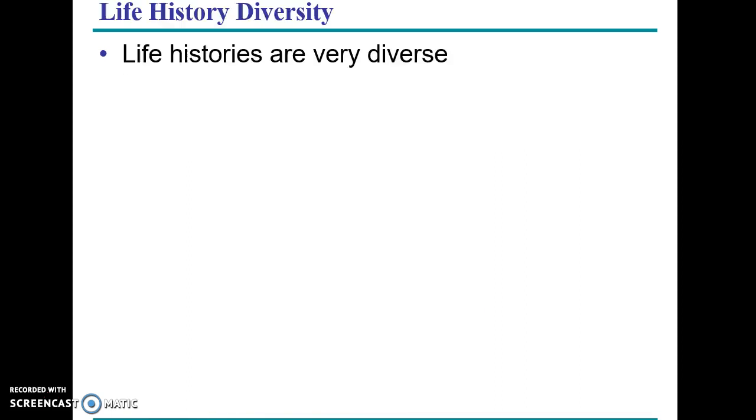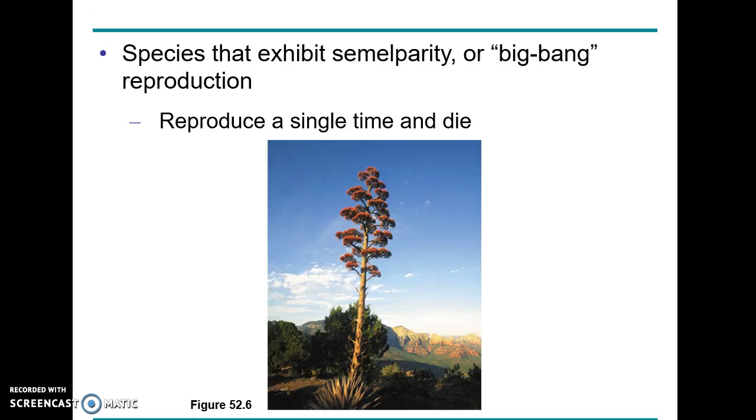Okay, when we talk about how reproduction takes place, there are two different things. Semelparity, or Big Bang reproduction, is when an organism reproduces once and then dies. There are certain plants that do this. The plants that are annuals, or the ones that live for 1 year and then die out, reproduce just once, a large number of seeds, and then they die. There are animals that do that.